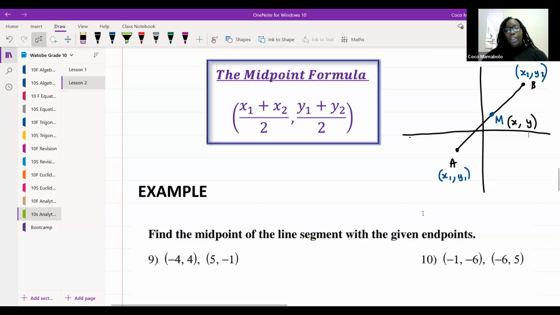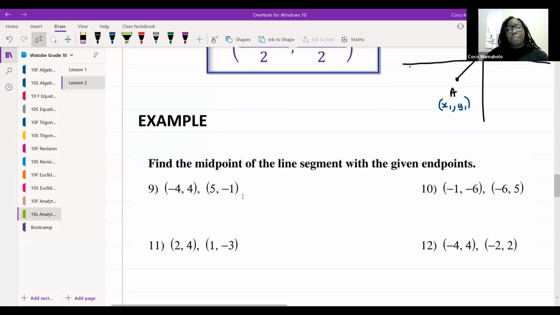All right, let's look at this one over here. I'm going to explain, but I'm going to use an example. So this over here says, find the midpoint of the line segment with the given endpoints. So they've given us the endpoints here for number 9. I'm going to call this first point x1 and y1, and this next point over here will be x2 and y2.